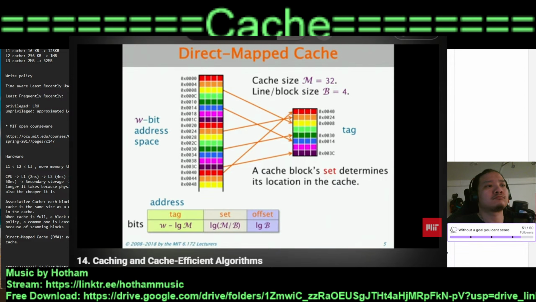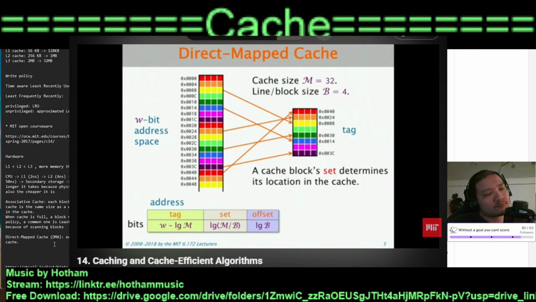Then there's a set field, and the set field is going to determine which position in the cache that cache block can go into. So there are 8 possible positions for each cache block here, and therefore we only need log base 2 of 8 bits, so 3 bits for the set in this example. More generally it's going to be log base 2 of M over B, and here M over B is 8.